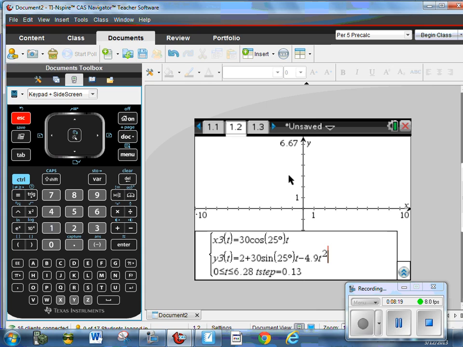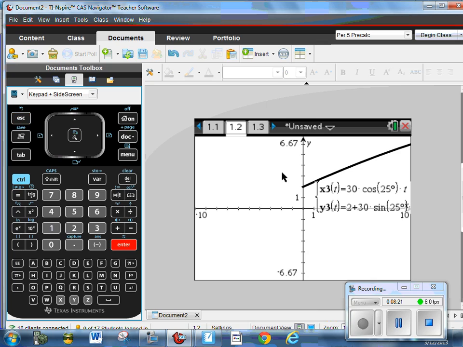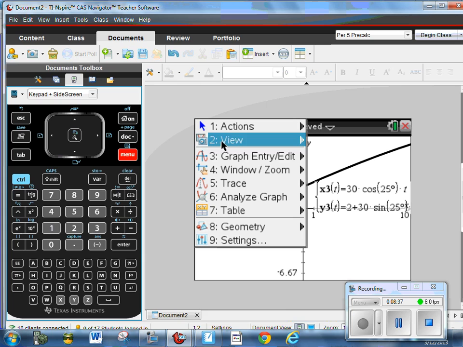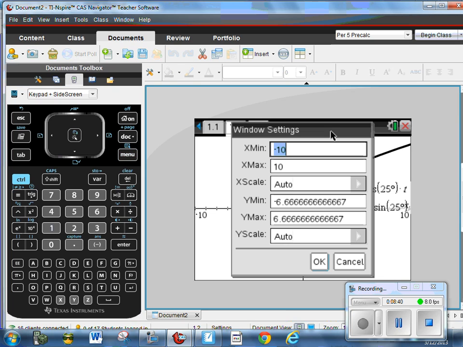Now if I go ahead and graph this, so I'll push enter, you can see that it shows the ball going up but not coming down. I need to add some values to my x max and y max to see the entire path of the ball. So I'm going to go to menu, to my window settings, and I don't really need any negative values for x or y because time and both distances are going to be positive. X max, I think about 100 is good for that.